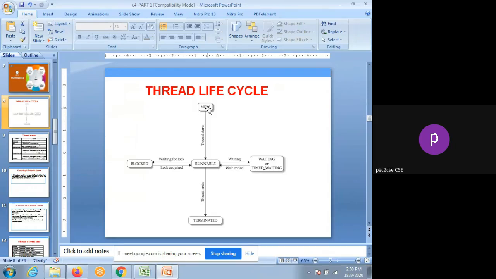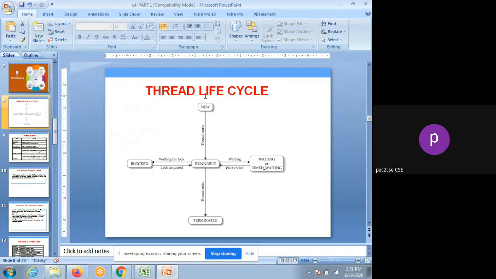Whenever a thread starts its execution, it is in a runnable state. For example, there is one thread in a runnable state. It needs to use a printer, but the printer is not available. The printer is used by some other thread, so it has to wait for the lock of the printer. In that state, that particular thread will go to a blocked state. That means it is waiting for the lock of the printer. Once the lock is obtained, the blocked thread will come back to the runnable state.